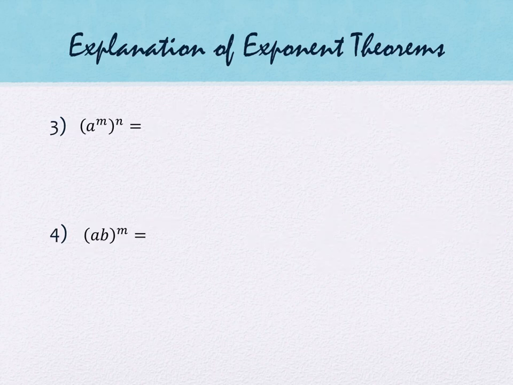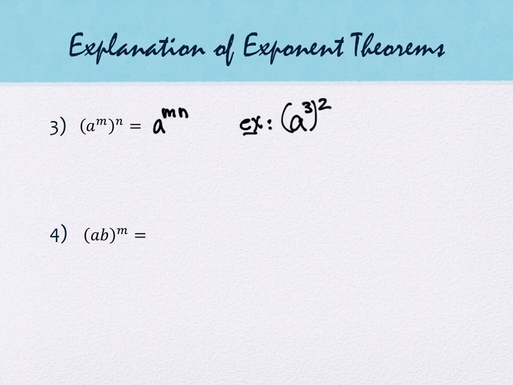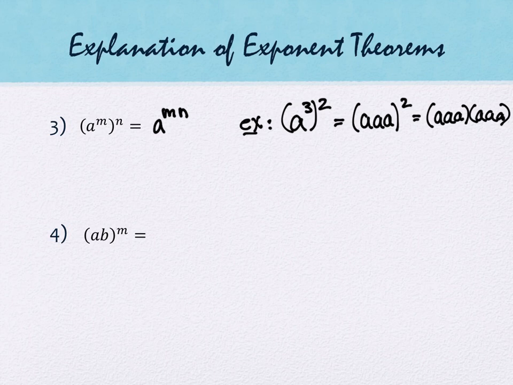All right, the next one, 3, is supposed to be multiplication of m times n. So we're going to go with a to the 3rd, squared, just because we had 3 and 2 before. Okay, so a to the 3rd means that I have 3 a's. And squaring that means I have the 3 a's twice. How many a's does that give me?